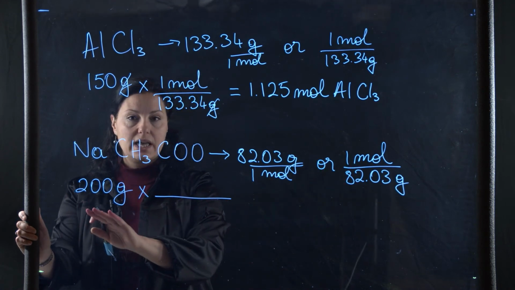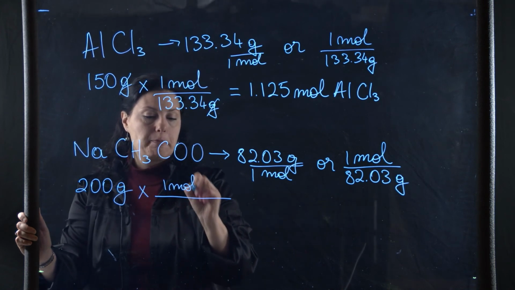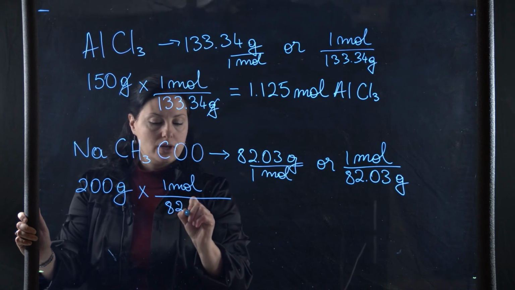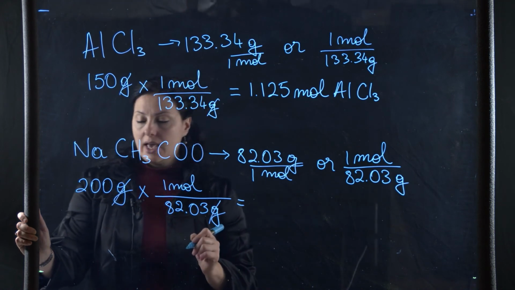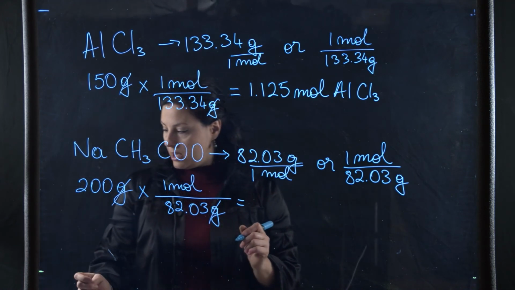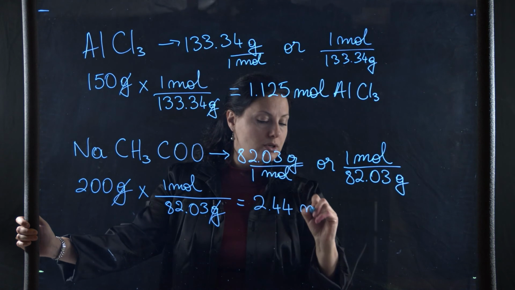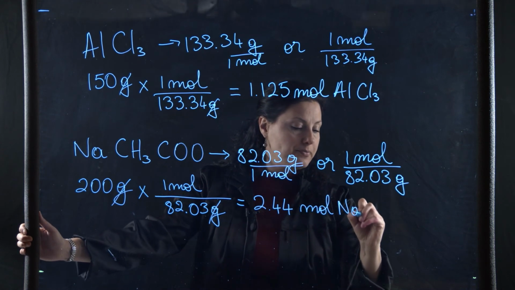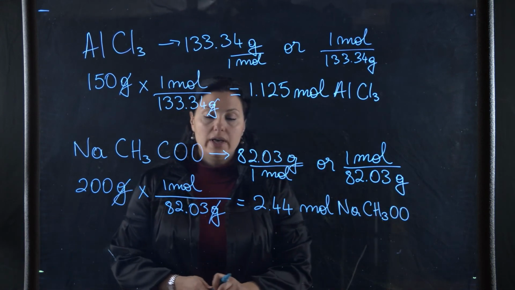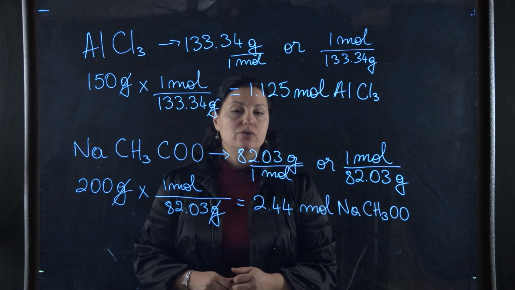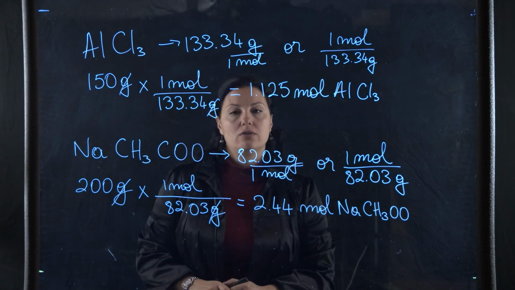Multiply that. Once again, start with the amount you're given, not with a conversion factor. You want 1 mole on top and 82.03 grams at the bottom. Your grams will cancel, and you are left with 2.44 moles of sodium acetate. Okay, this is how we figure out the number of moles if we're given an amount in grams, and we figure out the molecular formula of the compound.